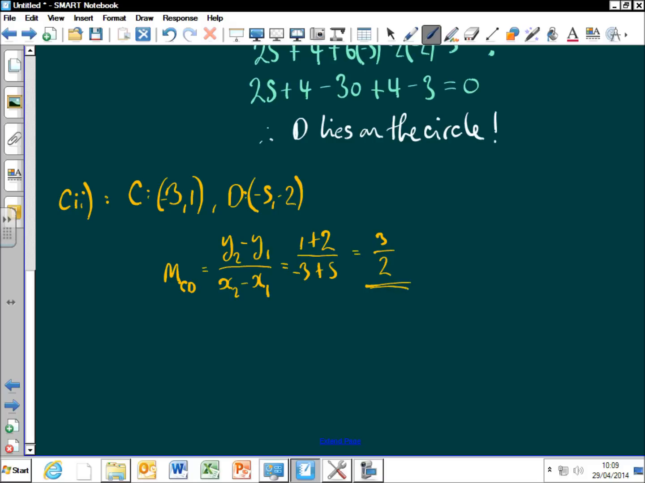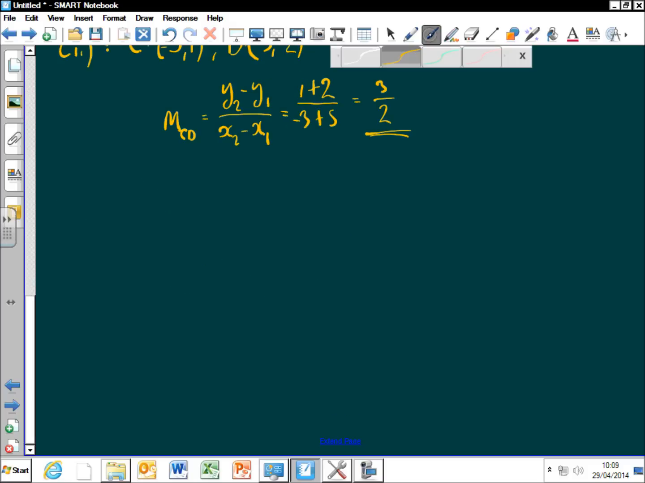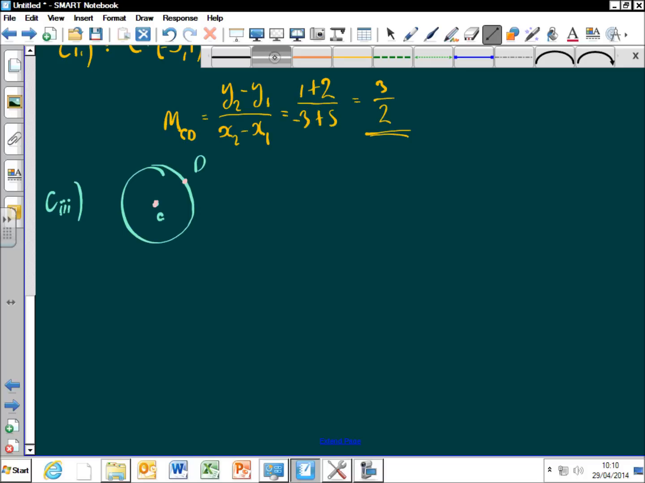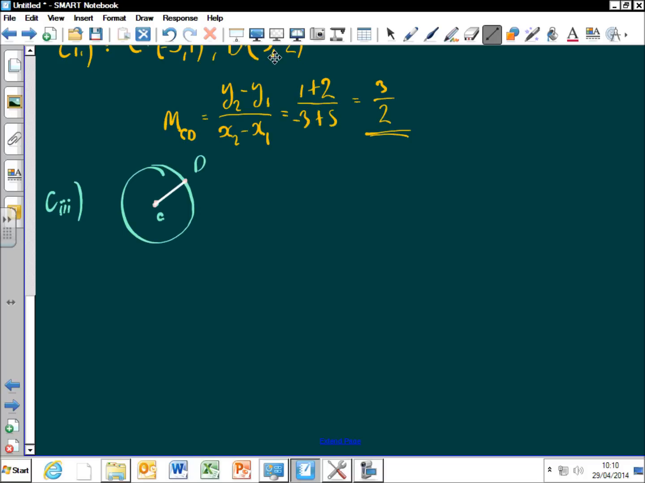And then finally, the very last question. Hence, find the equation of the tangent to the circle. Okay, well, let's just draw a little picture for this one, just to get it in your mind. It won't be a very accurate picture. We had the point C, and that's the point C, and also point D. And we've just found the gradient of the line that goes from C to D.